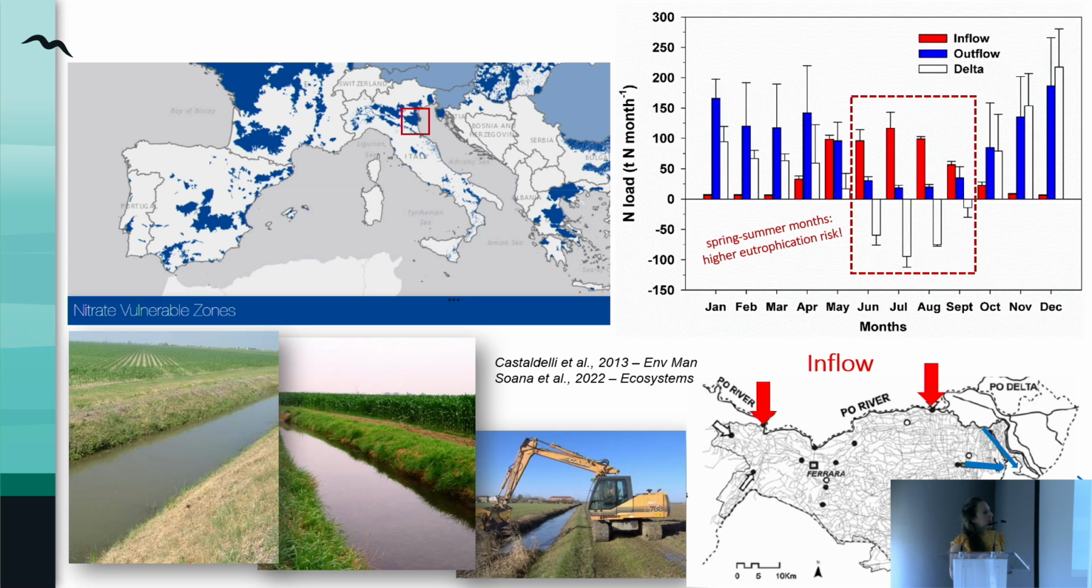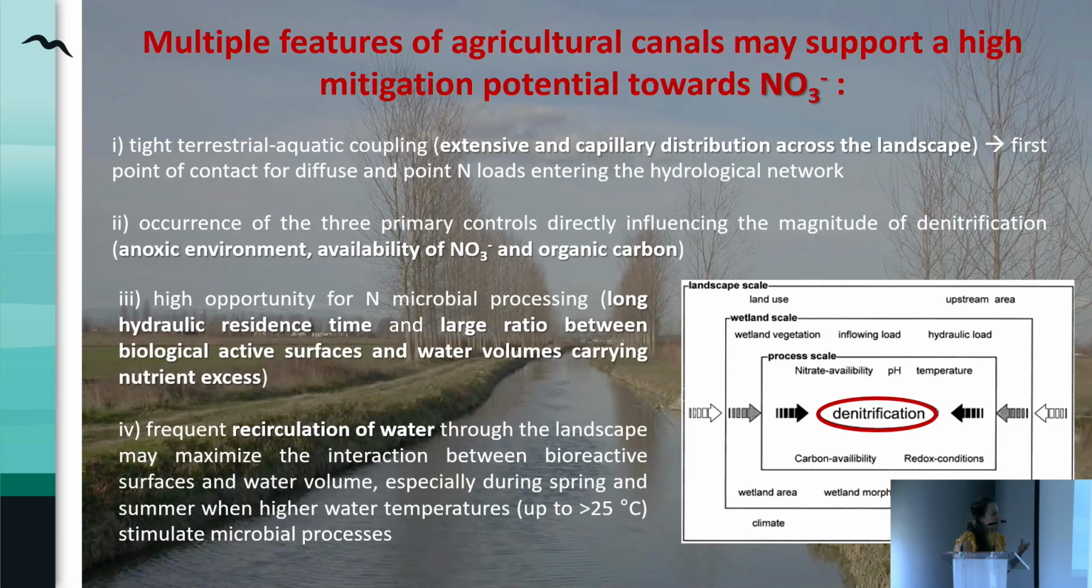And this basin metabolizes not only the nitrogen surplus, but also a part of the load that is imported from upstream ecosystems. And this is a further evidence of the connection between the irrigation practice and the capacity of this type of ecosystem to control, to mitigate nitrate pollution.